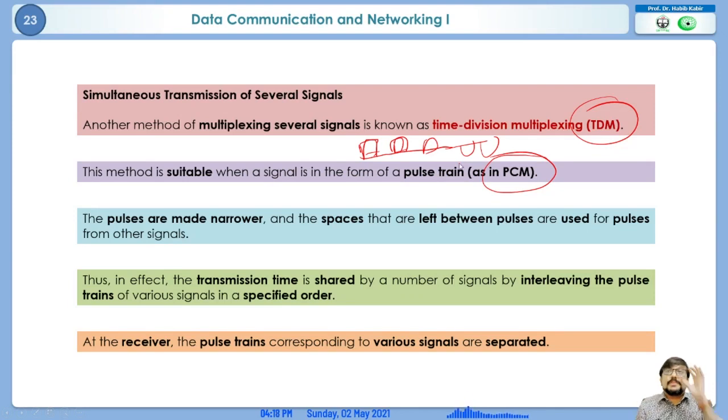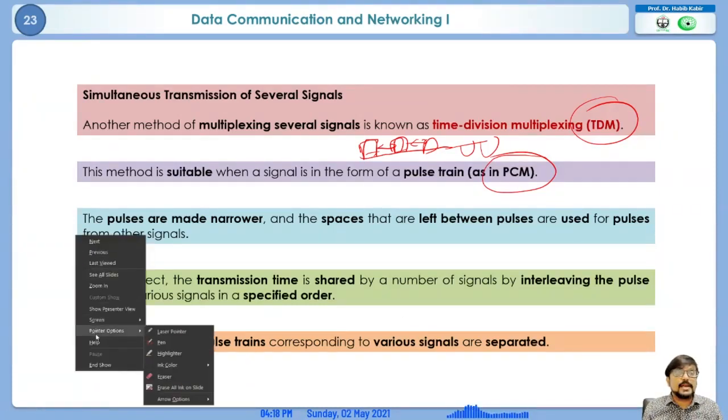Okay, we know PCM from digital communication, and the pulse should be very narrow. There should be some gap between the pulses, and there should be some space left in between. So what I want to say is this.